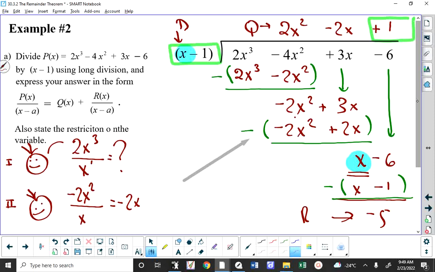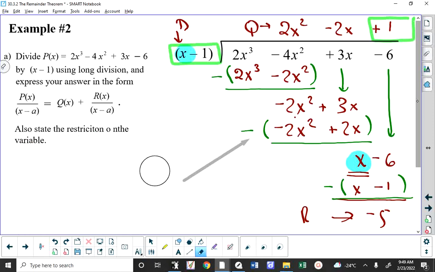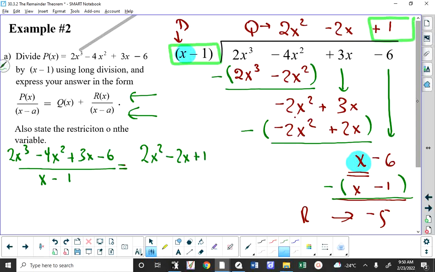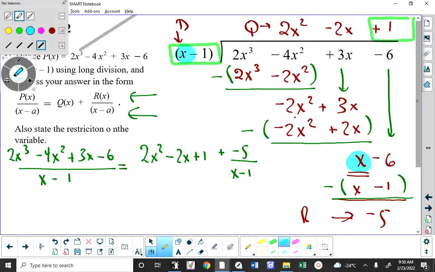Because if you take a look at what we're asked to do, we are asked to express our answer in this form. So the polynomial over the divisor gives us a quotient of 2x squared minus 2x plus 1 plus the remainder of negative 5 over x minus 1. That's very close to what I've written. It's in the same vicinity physically as what I've written there.